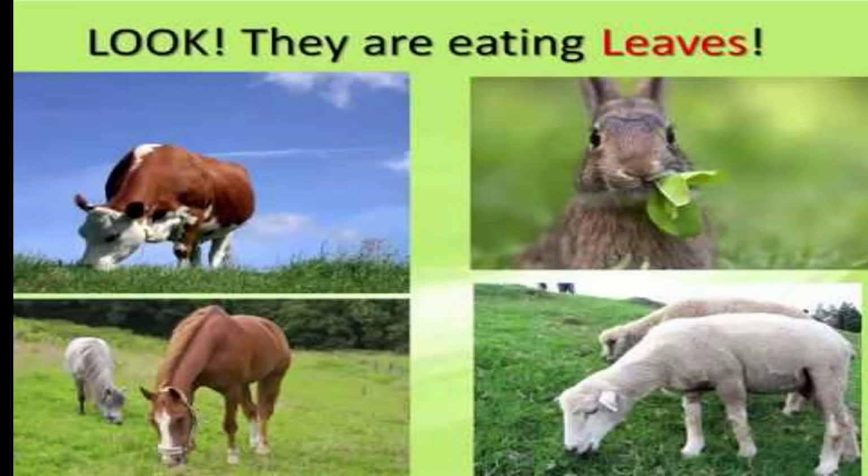Now look here, they are eating the leaves. So energy from the leaf is going to animals. The same way, we also consume the seed, root, and stem, where the plant stores its energy. So energy flows into us also.